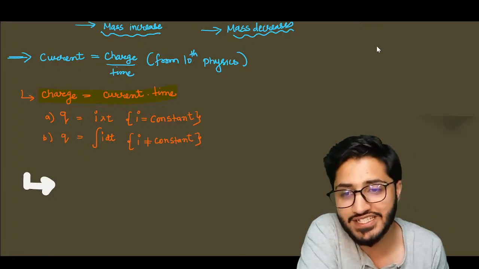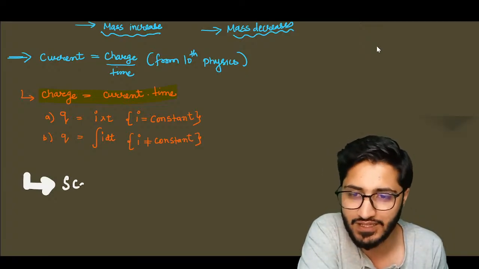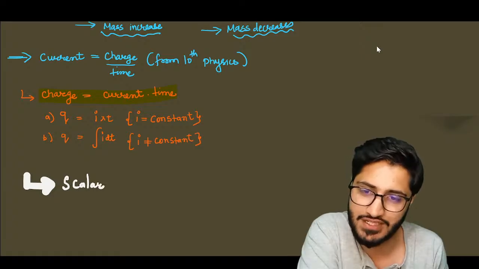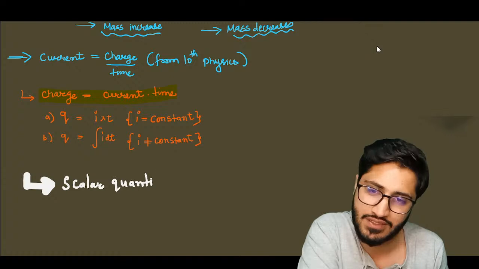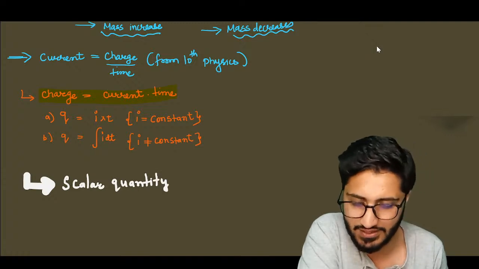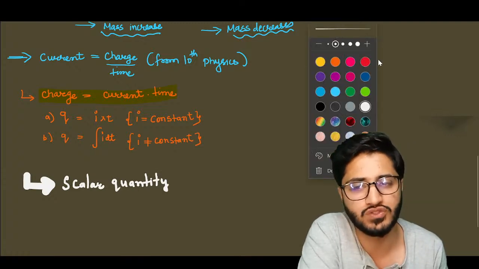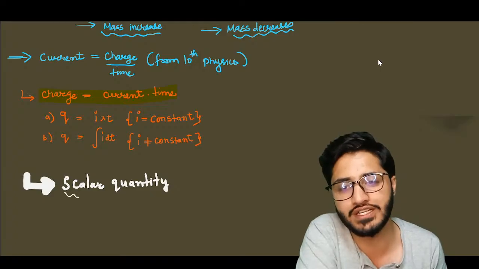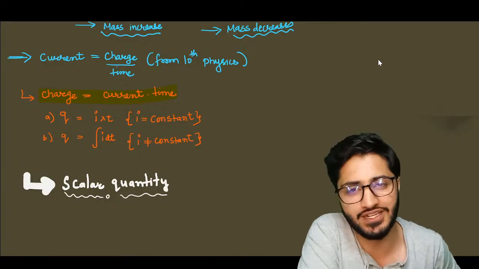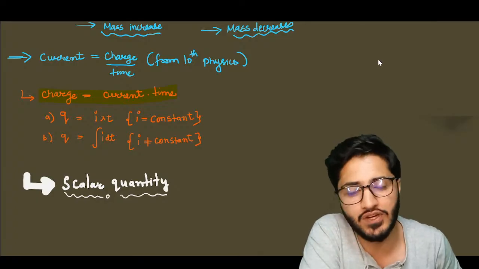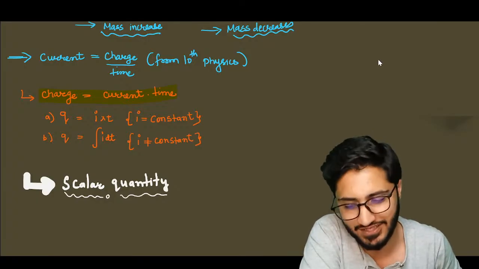So charge is a scalar quantity. Great, beta. Charge is a scalar quantity. And you know now what scalar quantity means, right? Those quantities in which only magnitude is there and no direction is there.